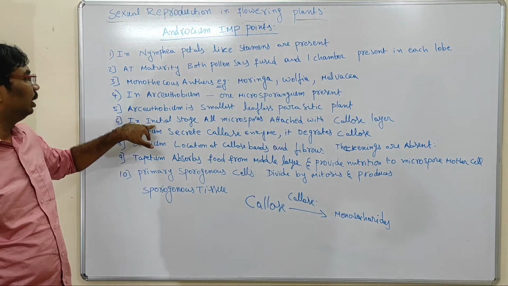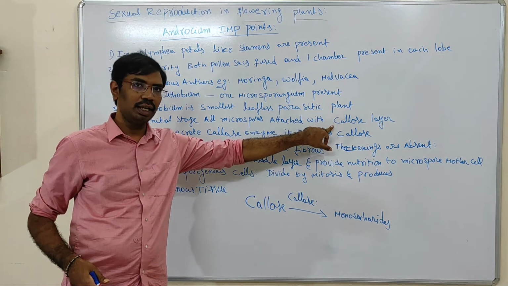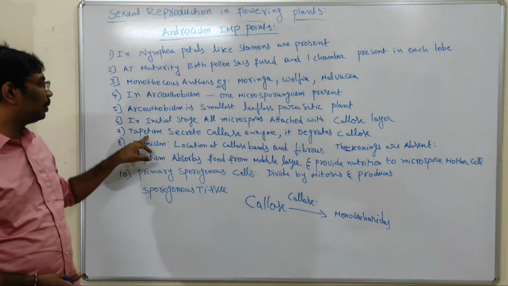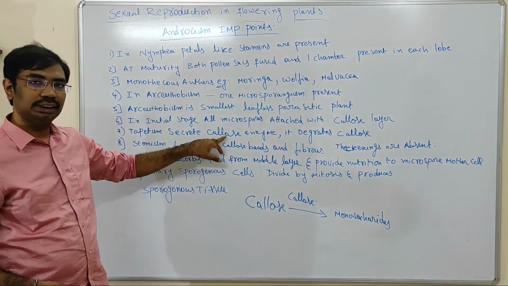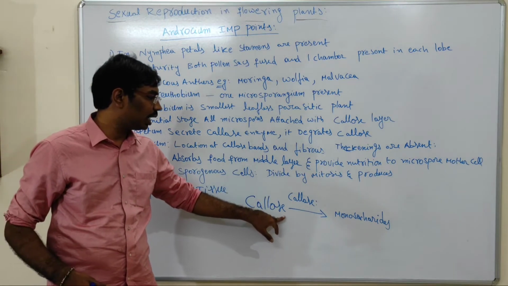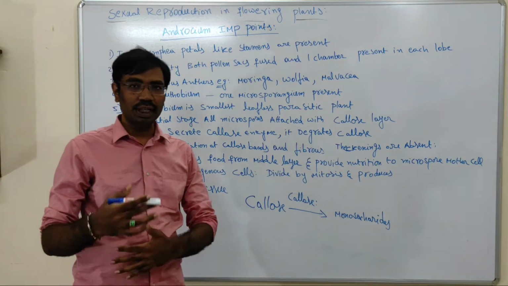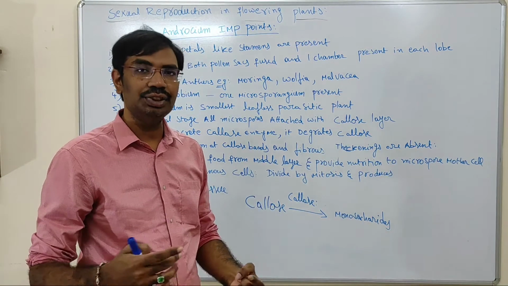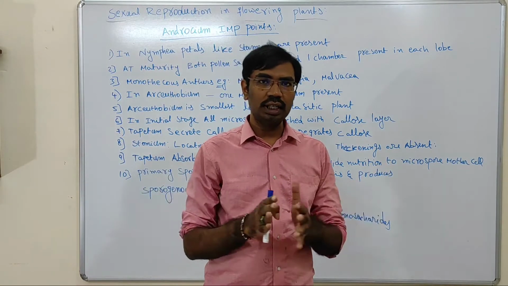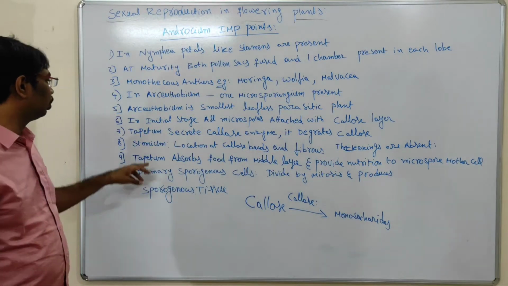So in the initial stage all microspores are attached with the callose layer. The tapetum secretes one enzyme, the callase enzyme. This callase enzyme digests the callose into monosaccharides. After digestion of the callose by the callase enzyme, all the pollen grains are separated from each other at maturity.